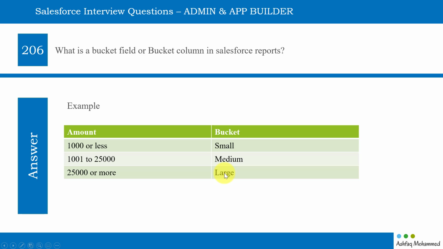So in your report, you can see a column with amount as well as a column with bucket. If it is 1,000, you will see small. If it is in between, you will see medium, and large.